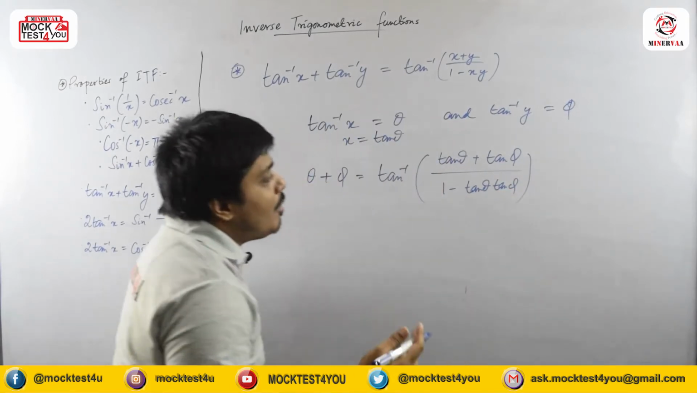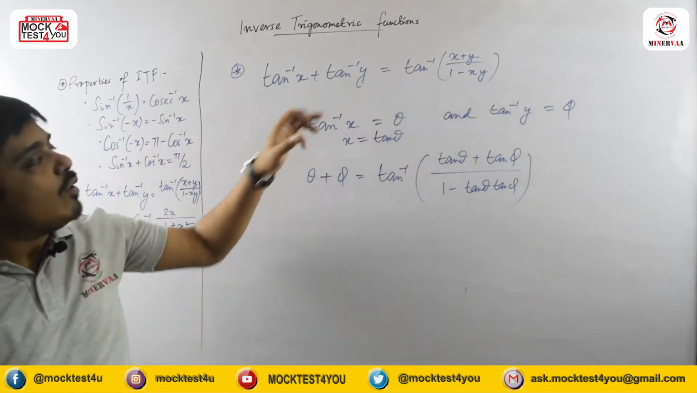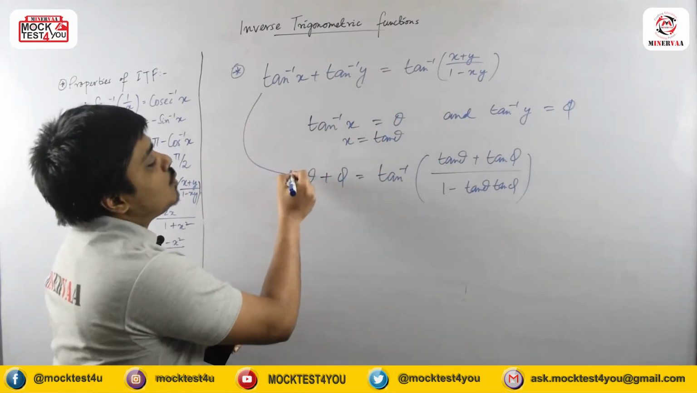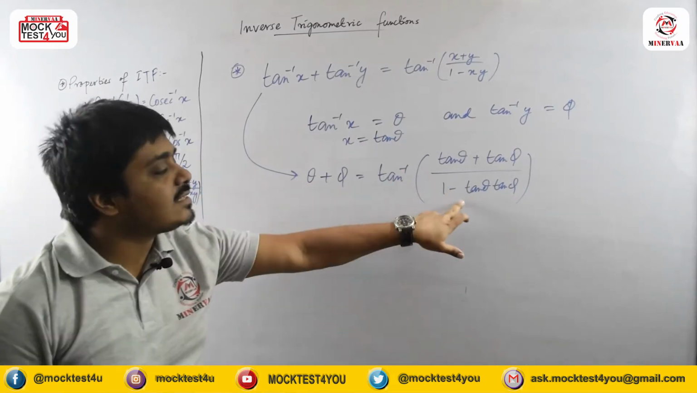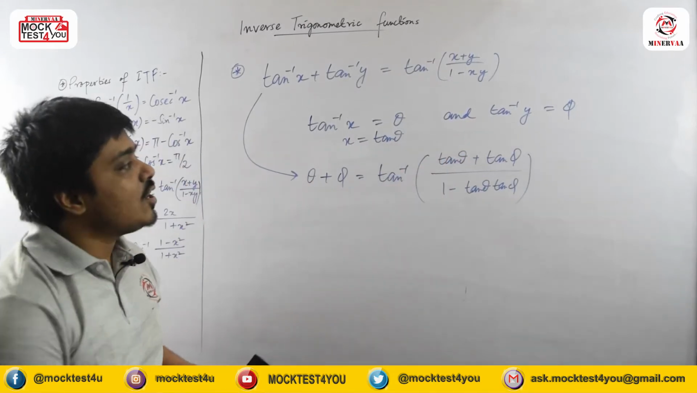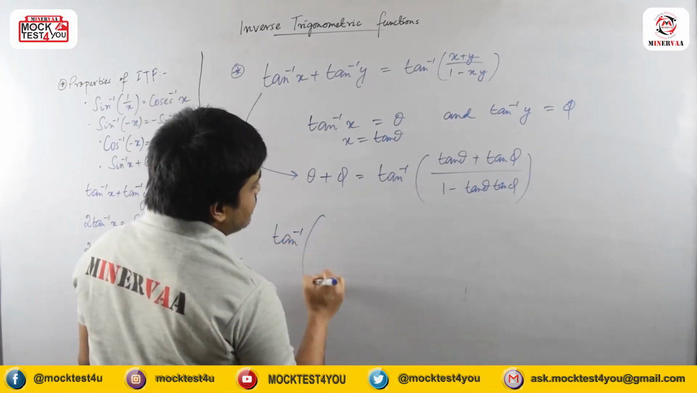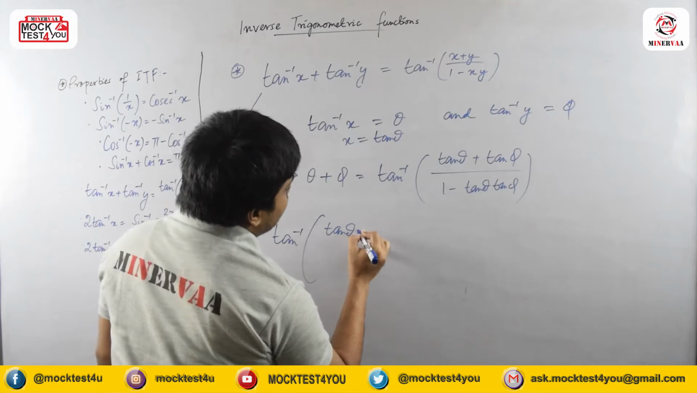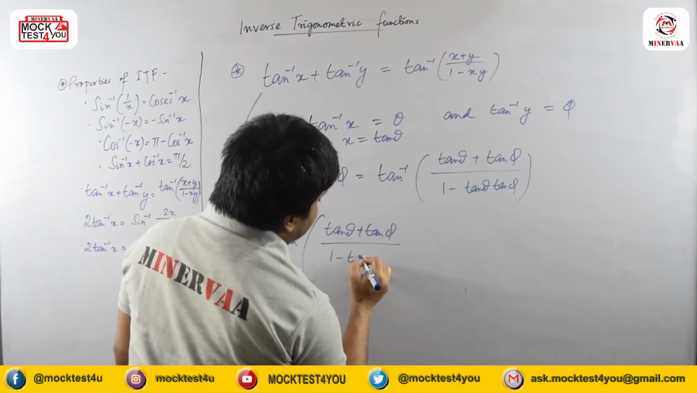Now my whole problem, what I needed to prove, has changed into this one. Which side is looking bigger? This side, right? So let us start with this side. What do we get here? Tan inverse of (tan theta plus tan phi) divided by (1 minus tan theta tan phi).